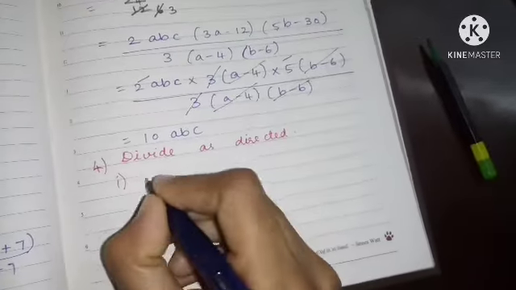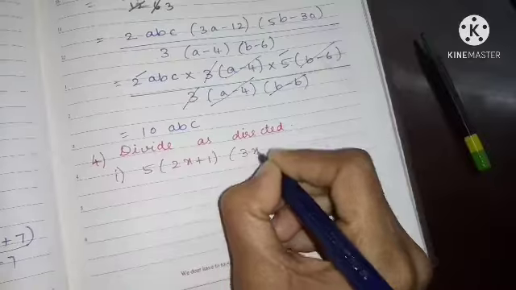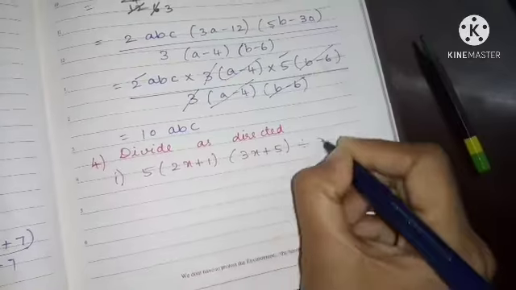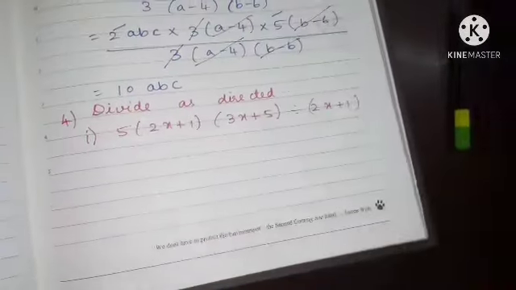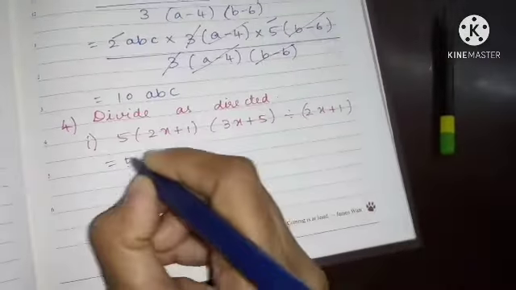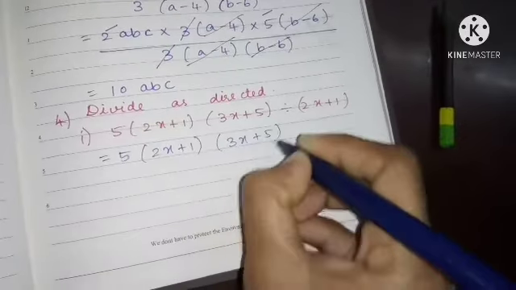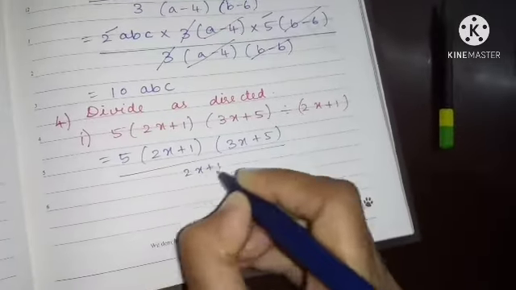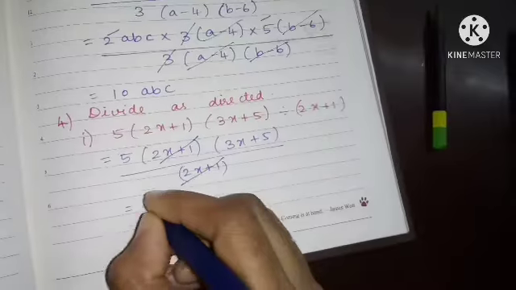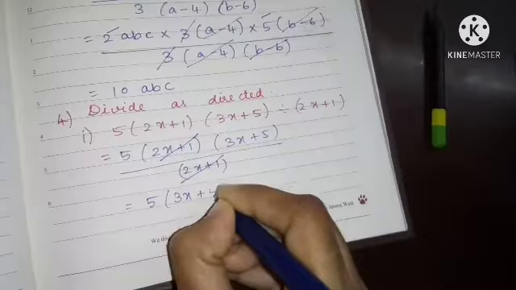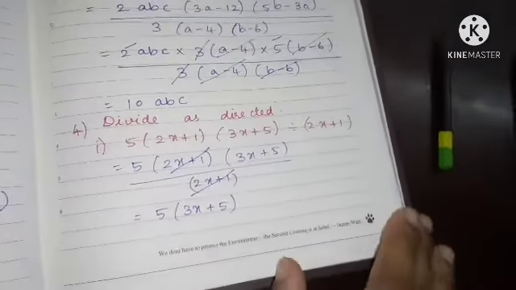Okay, first subdivision: 5 into (2x plus 1) into (3x plus 5) divided by (2x plus 1). So we are going to divide these two polynomials. The 2x plus 1 cancels. So what is remaining? 5 into (3x plus 5) is the answer.